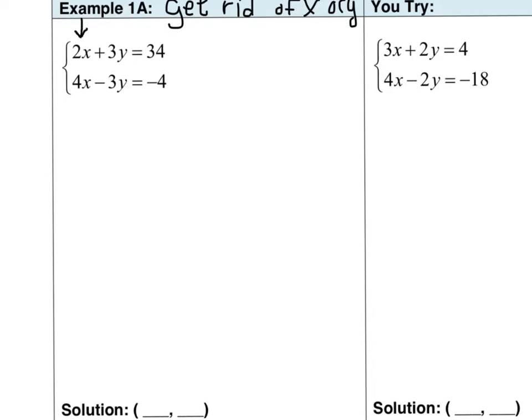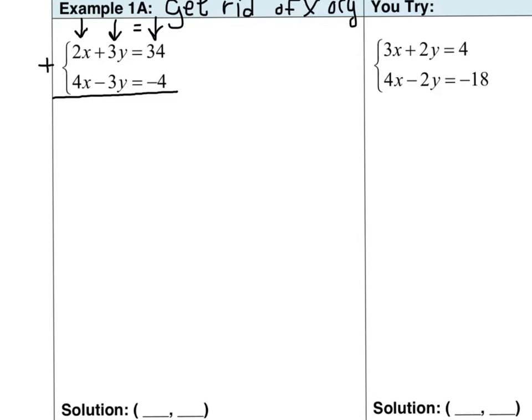So look at how the x's are all lined up vertically, our y's are all lined up vertically, our equal signs are all lined up, and then the number they're set equal to, those are all nice and lined up vertically. This makes it perfect to try to cancel out either the x's or the y's. And we do this by turning the equations into one big addition problem.